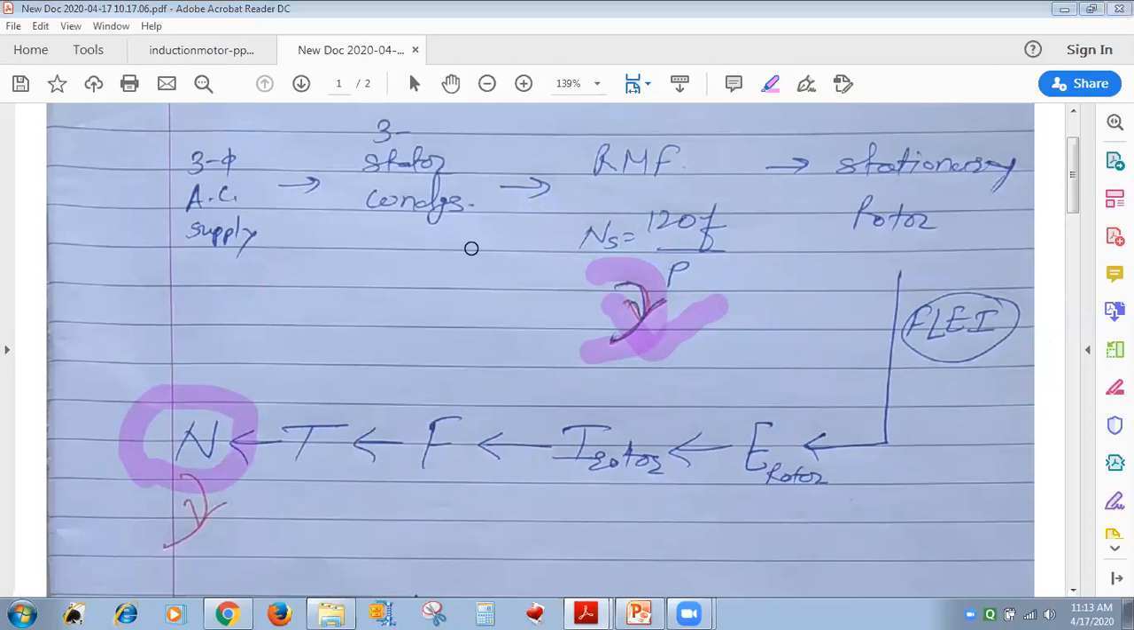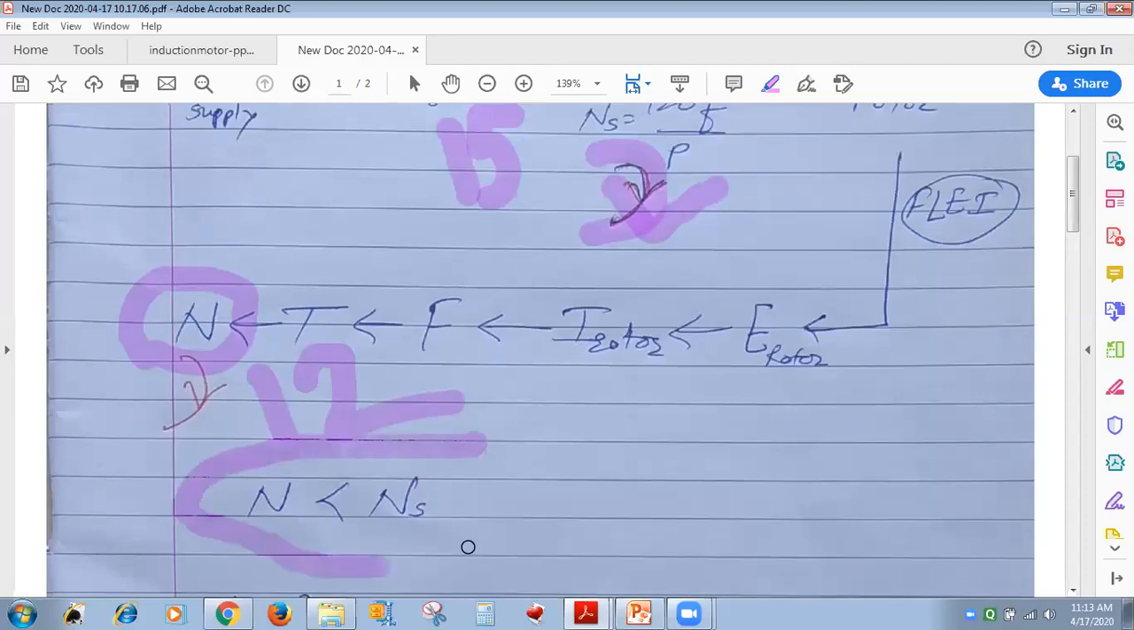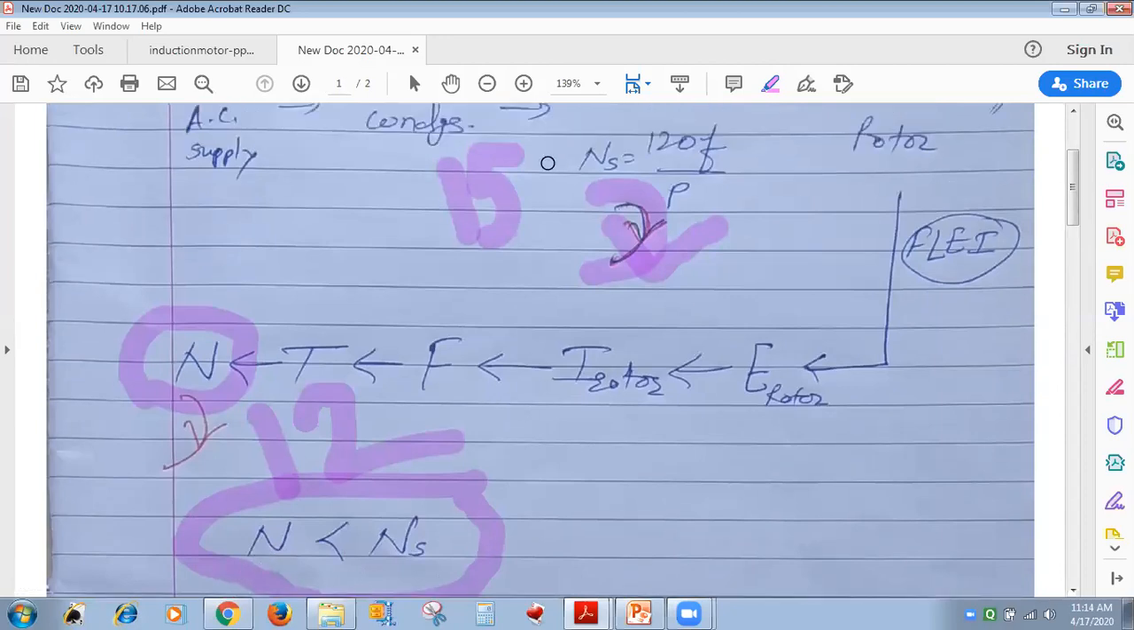Consider this speed is 1500 rpm and this one is 1200 rpm. N is always less than Ns. Why is N always less than Ns? Due to rotor inertia. The rotor always has inertia, so because of it N is always less than Ns. So 1500 rpm and 1200 rpm. When there is a relative speed difference, as per Lenz's law it will oppose the cause producing it, meaning it will rotate in the direction so that the relative speed difference will be less.